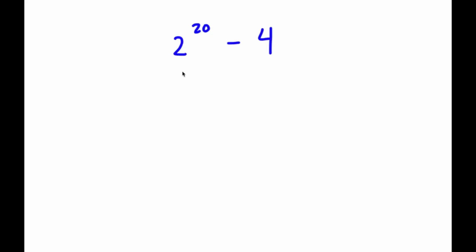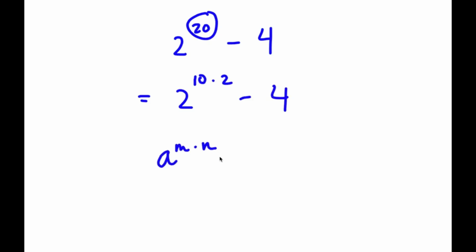Alright, so in this problem, I have 2 to the power of 20 minus 4. To solve this, I'm going to first start by rewriting 20 here as 10 times 2. So now I have 2 to the power of 10 times 2 minus 4. Now, if I have something in the form a to the power of m times n, I can write this as a to the power of m to the power of n. So in this case, 10 we can think of as m and 2 as n.